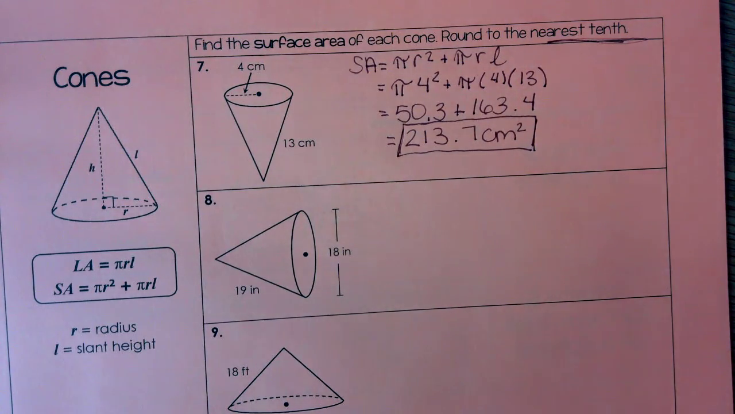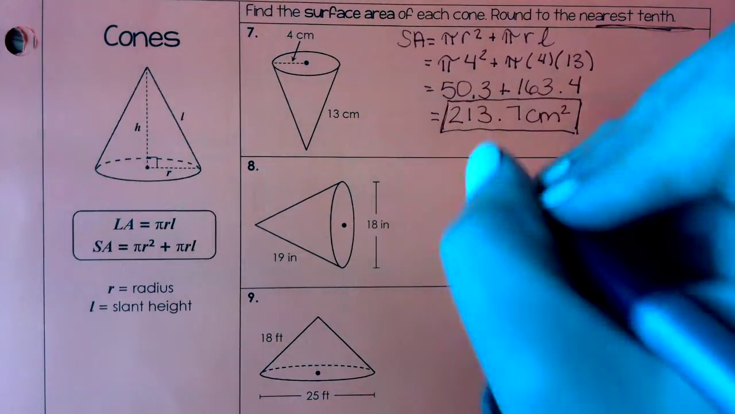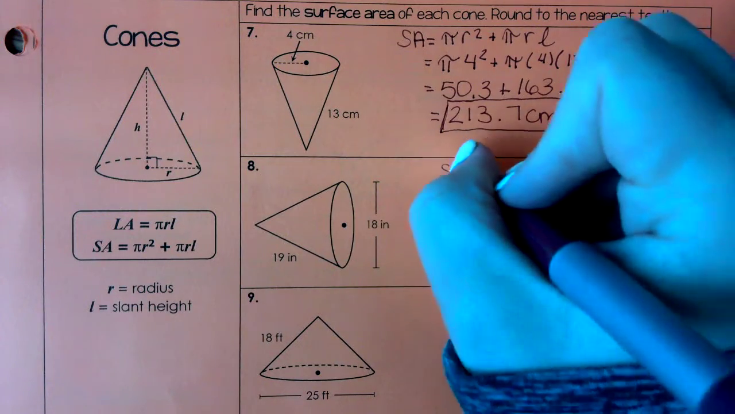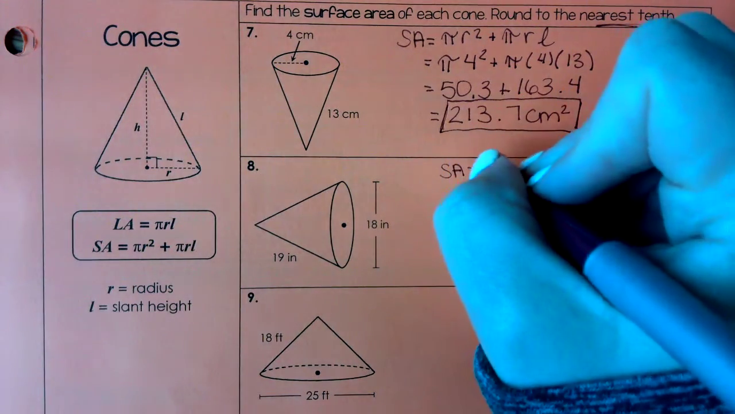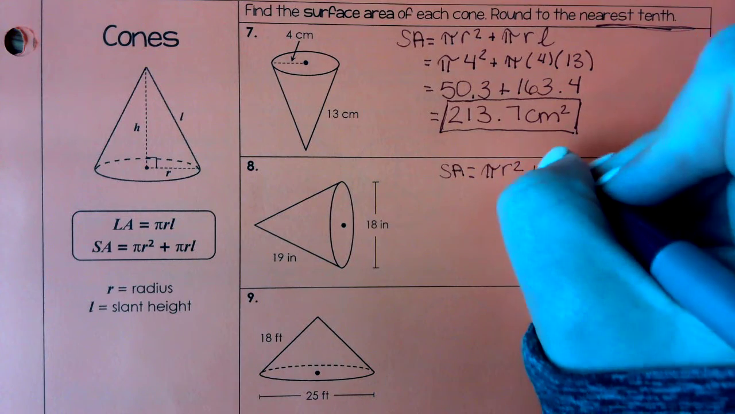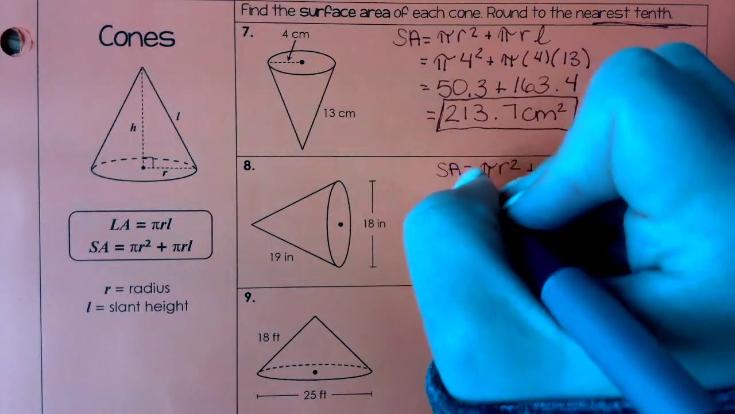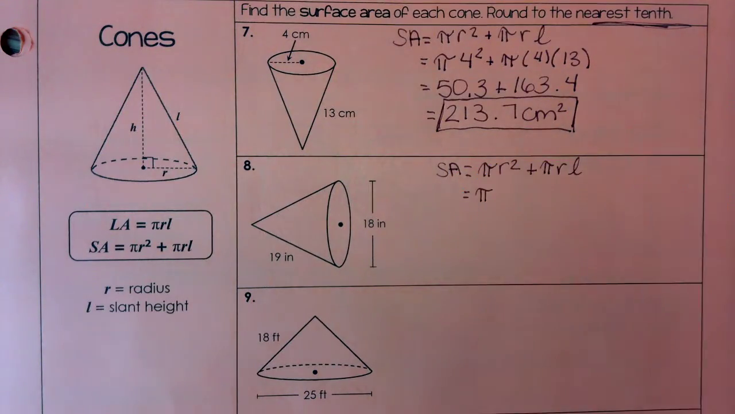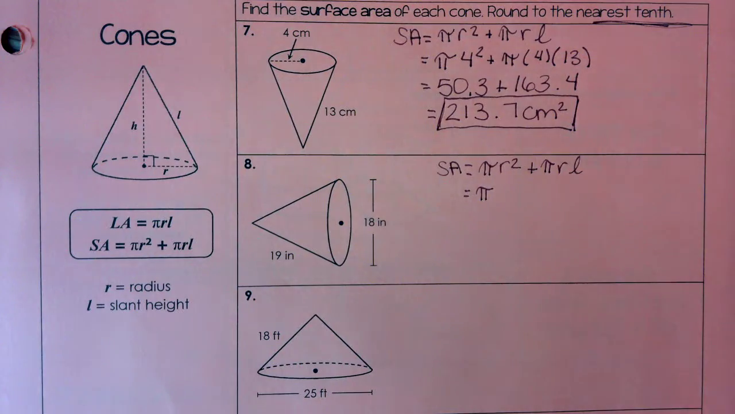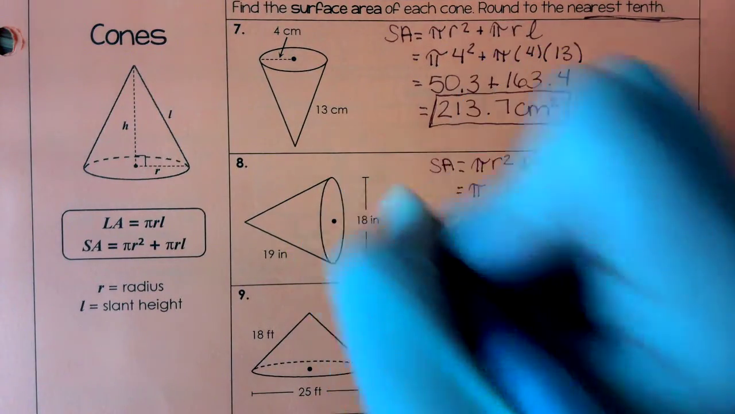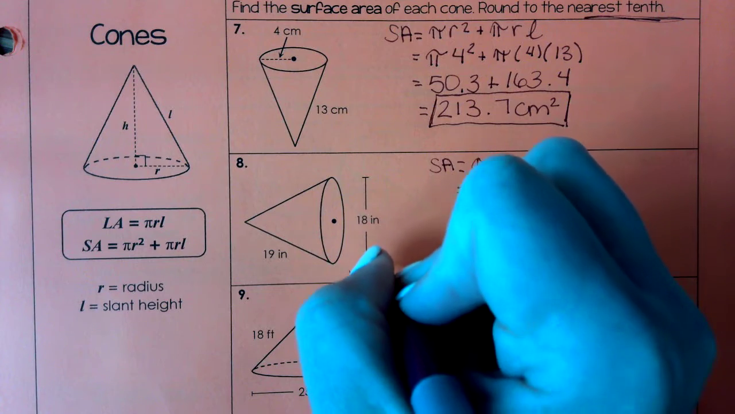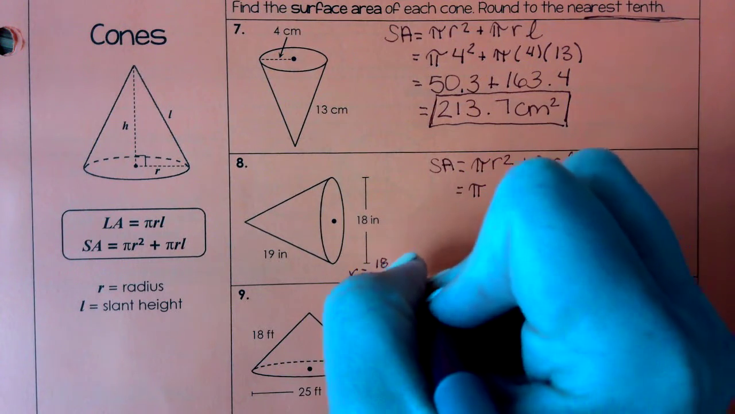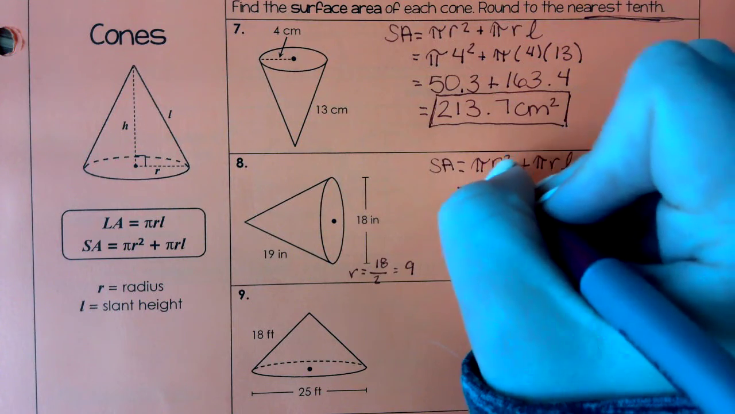Questions there? Okay, then on our next one, we have our surface area equals pi r squared plus pi r l. So what do I get? I get pi times, what's wrong with this picture? It has a diameter, so how do I find my radius? 18 divided by 2, so I got 9. So I have pi times 9 squared.